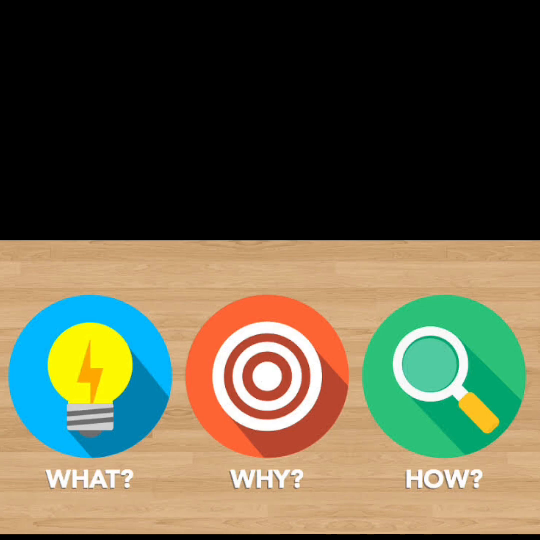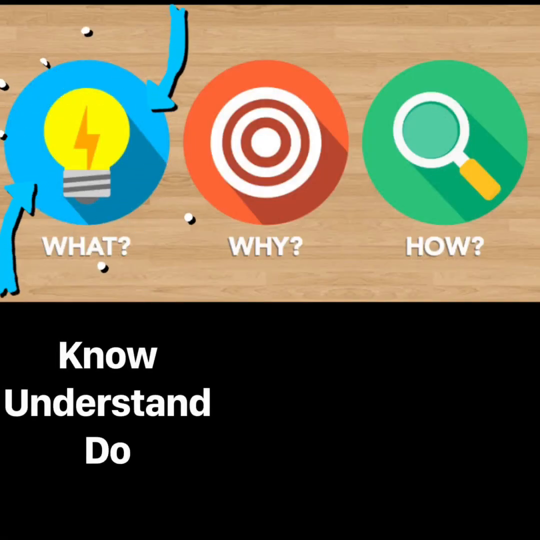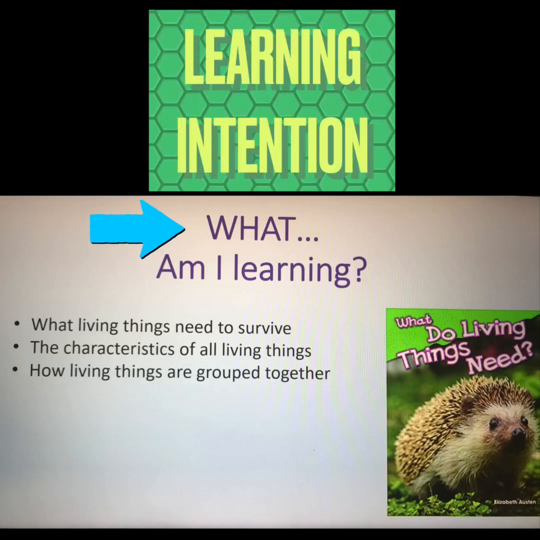We break these down into our what, our why, and our how. Our what are descriptions of what learners should know, understand, and be able to do by the end of the lesson. These can focus on knowledge, skills, or understanding. Here's an example. This is our what for our Year 3 Is It Living program. So what am I learning today? What living things need to survive, the characteristics of all living things, and how living things are grouped together.